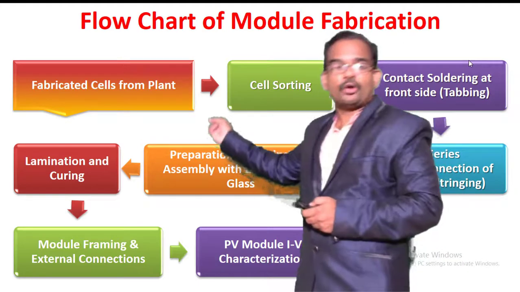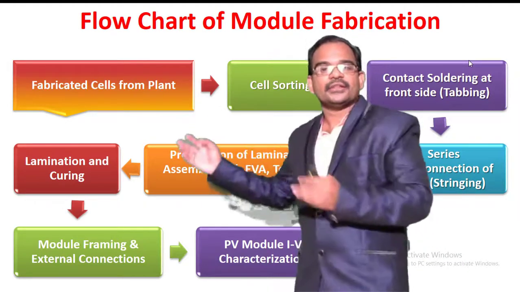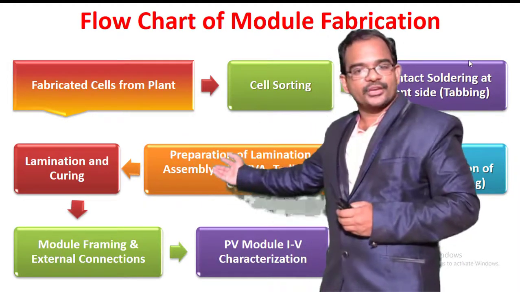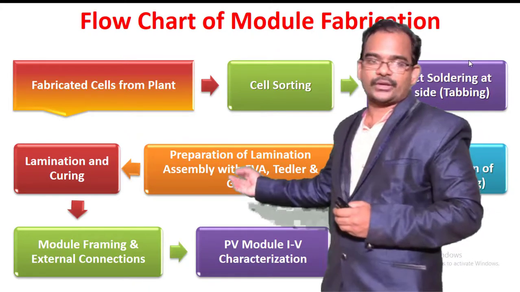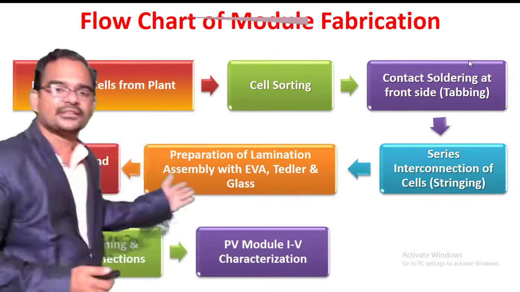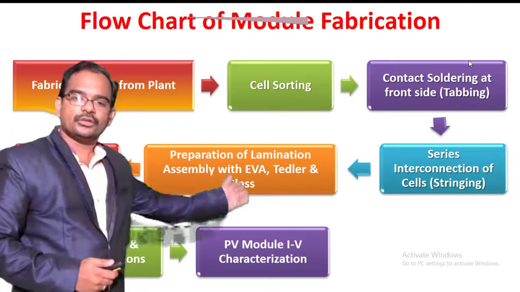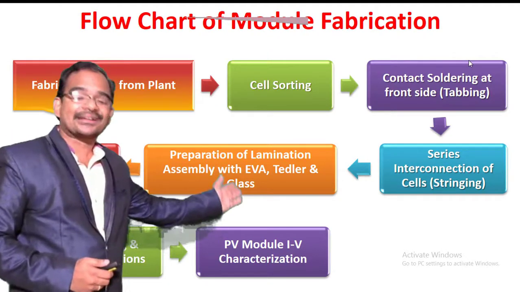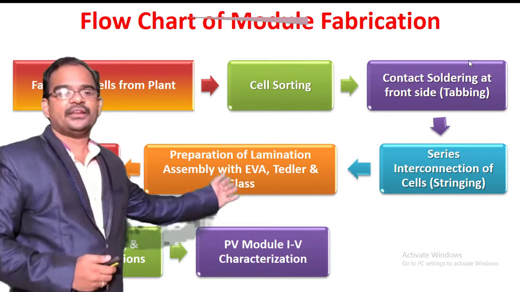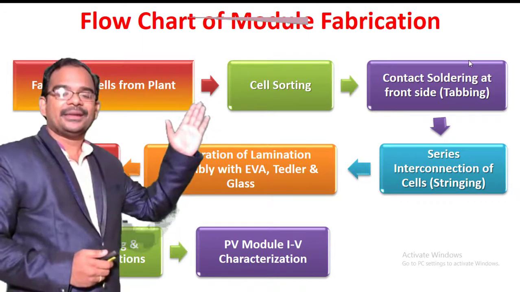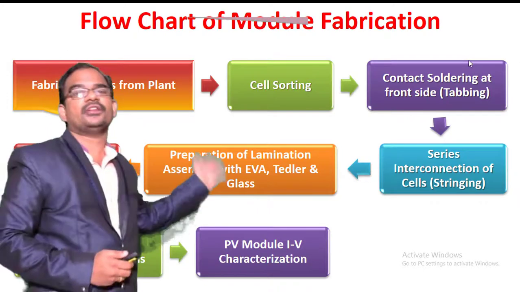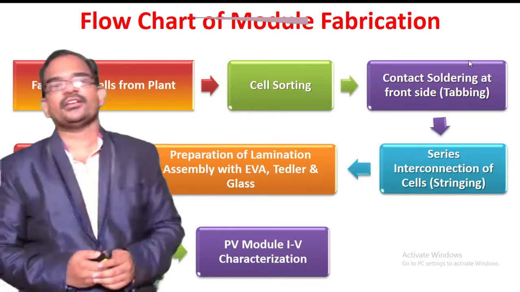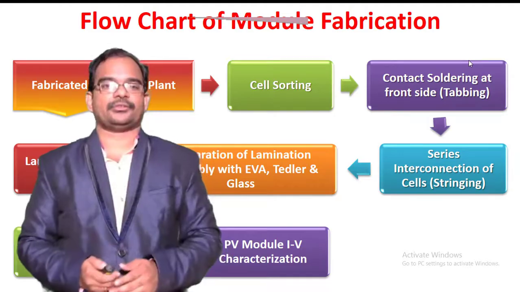After this has been done, you need to do the module framing and external connections by means of a junction box. And finally, after preparing the PV module, you will do the PV module IV characterization, and then you will stick nameplate details onto the rear end of the PV module. This is how the solar PV module fabrication process takes place.